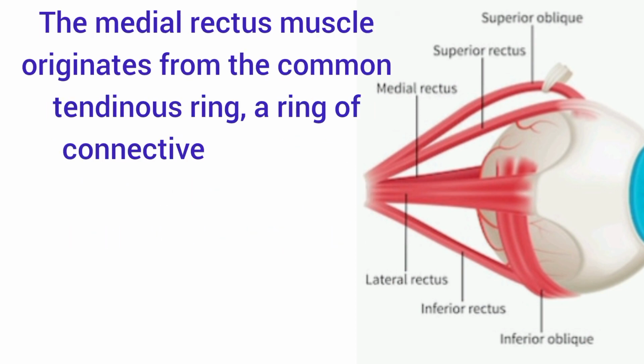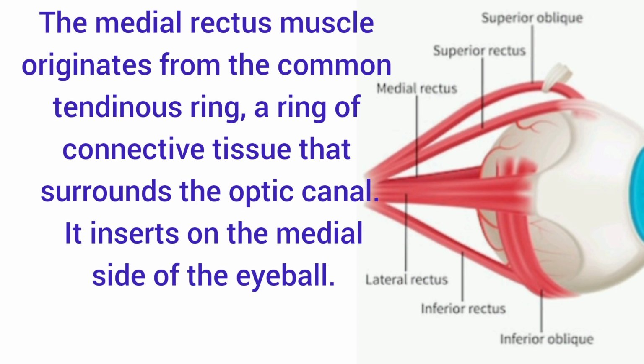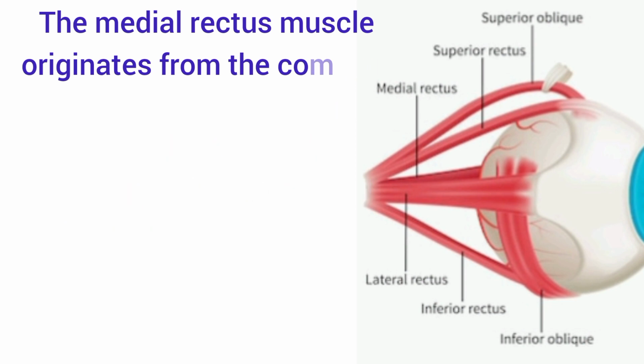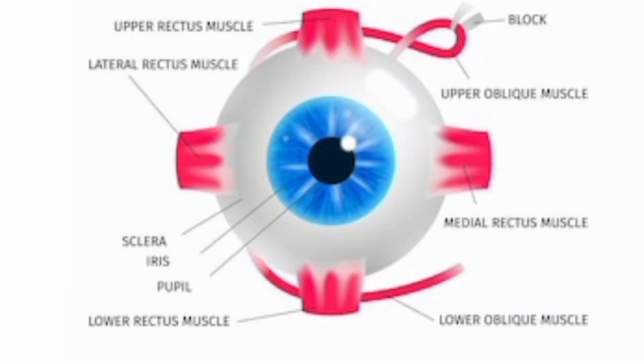Let's see where the medial rectus muscle originates from. The medial rectus muscle originates from the common tendinous ring, a ring of connective tissues that surrounds the optic canal. It inserts on the medial side of the eyeball. Let's go ahead to the next image to see how those muscles attach to the eyeball anteriorly. As you can see how the medial rectus, the lateral rectus, the inferior oblique, and the superior oblique attach to the eyeball. So let's go ahead and talk more.